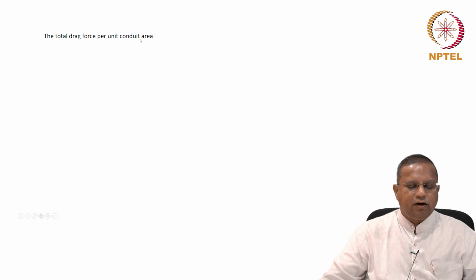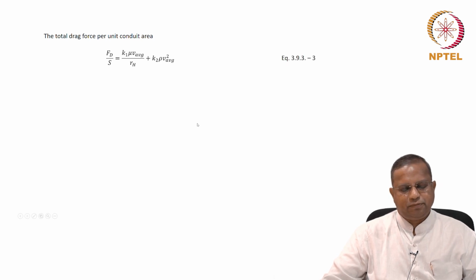So the total drag force per unit conduit area is nothing but this plus this. Fd by S is the total drag force per unit conduit area: K1 mu V average by RH plus K2 rho V average squared.